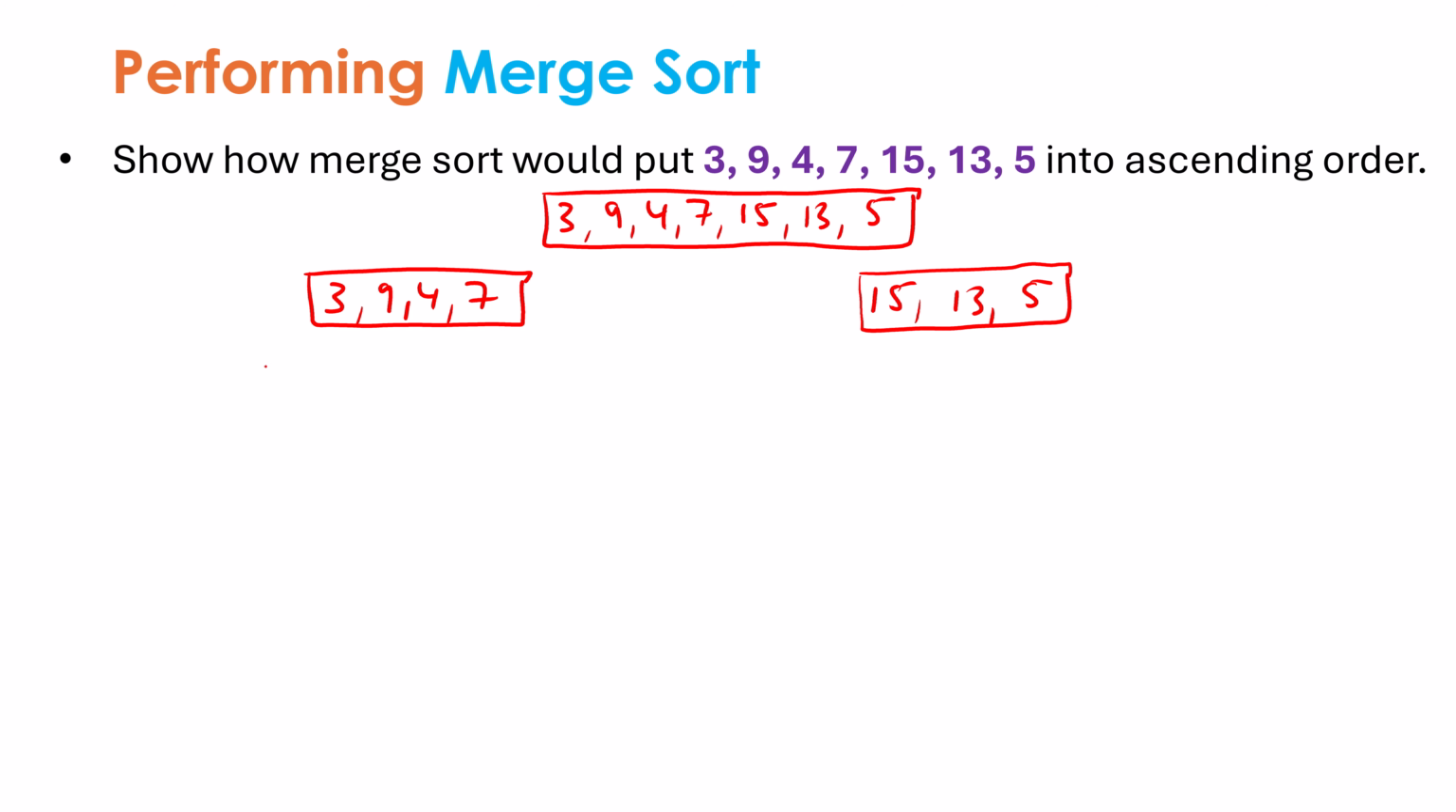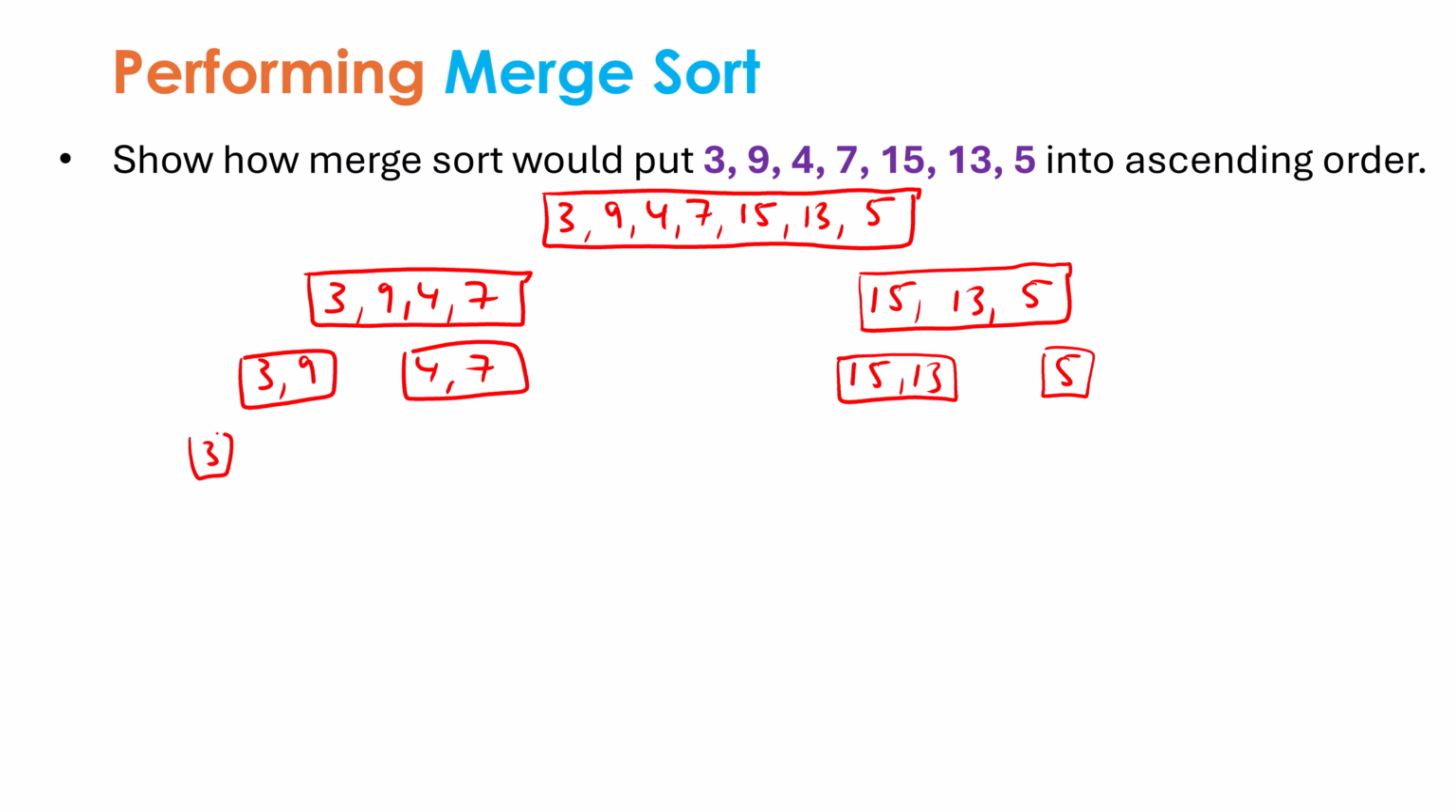This left list is quite a nice division. I've just got two items on either side, but my right-hand list, I'm going to need to be consistent and do the same thing as before, just put 15 and 13 in the left-hand side, and then this 5 sat on its own on the right-hand side. Now I've still got to keep dividing because I've only got one of these sublists with one item in. So 3 gets on its own, 9 gets on its own, and all of them will at this stage. And that is our first stage of merge sort now complete.